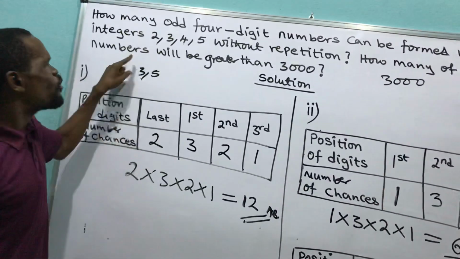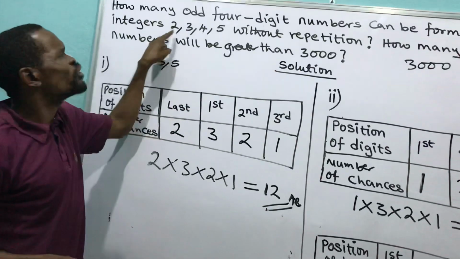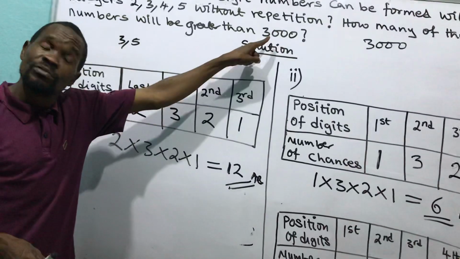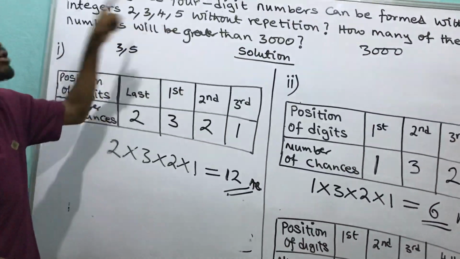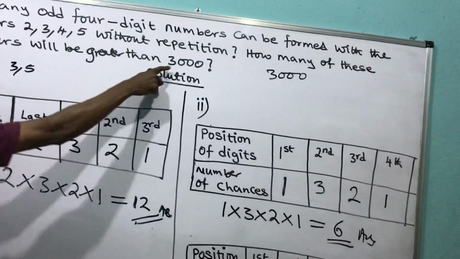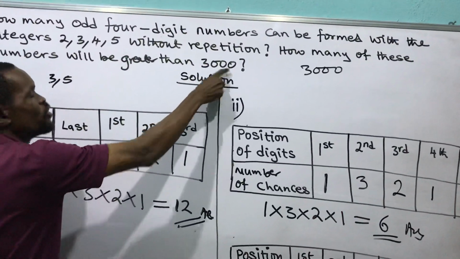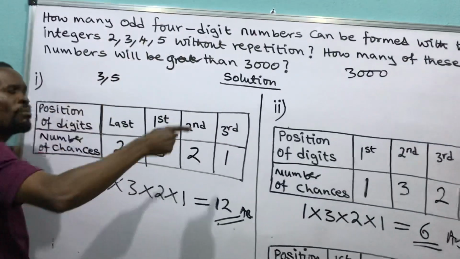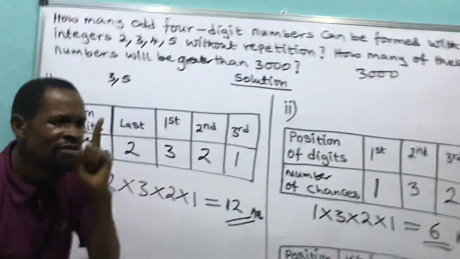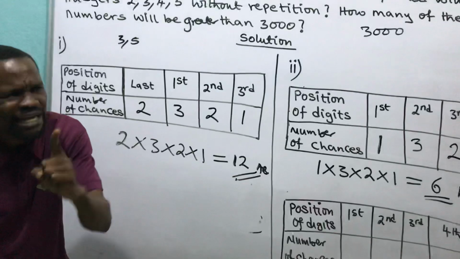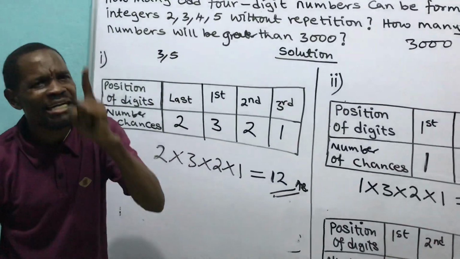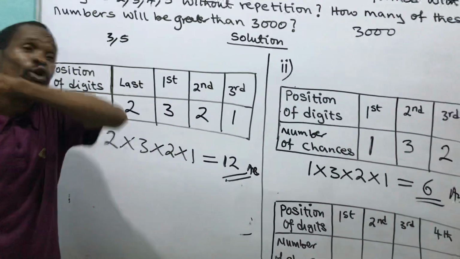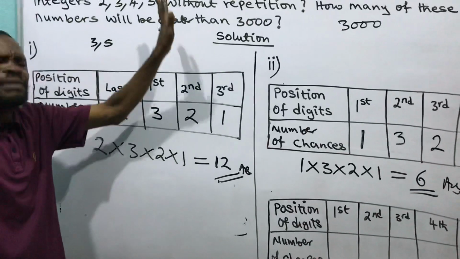So how can I form a number that will be greater than 3,000 from a 4-digit number? You know that if the number is less than 4 digits, it cannot be greater than 3,000. Since it's a 4-digit number and 3,000 is a 4-digit number, look at 1, 2, 3, 4. For me to form a number greater than 3,000, I have to consider the first number. The first number must be greater than 3 or equal to 3. After I have chosen that, the other ones can be any number.